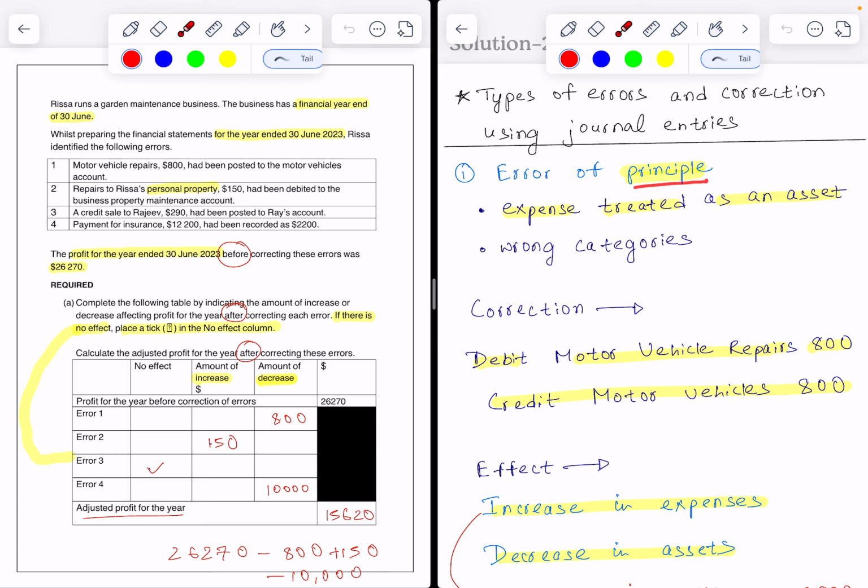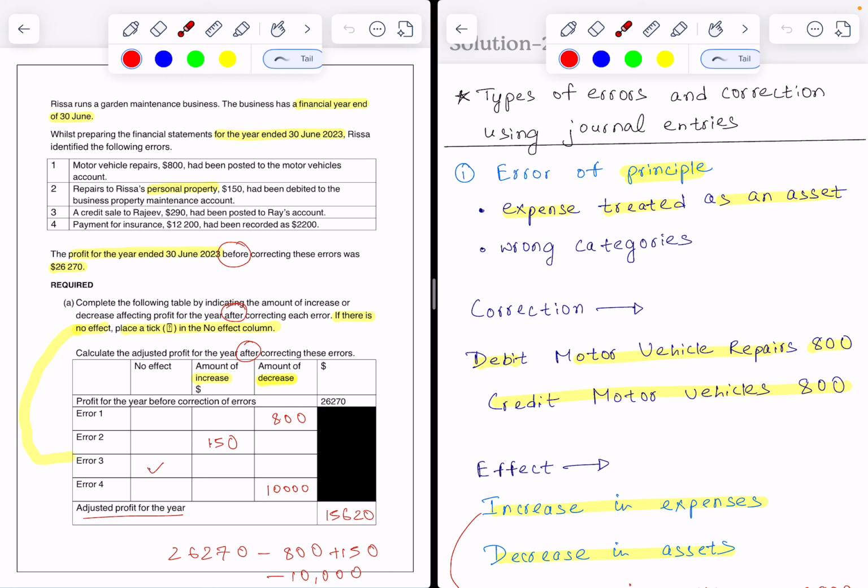All right? So how do we correct this? Originally, when we would have made this error, we would have posted $800 to the motor vehicles account, which means we would have debited the motor vehicles account by $800 because we thought the assets are going up by $800, right? Now that we are correcting this, we have to reduce that asset. When we reduce assets, what do we do?